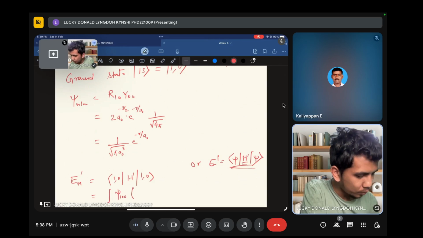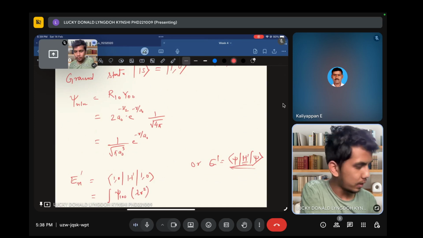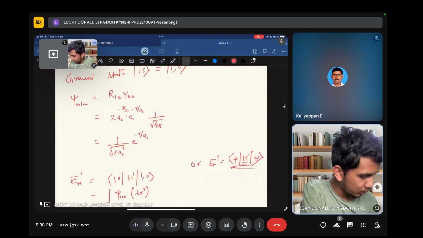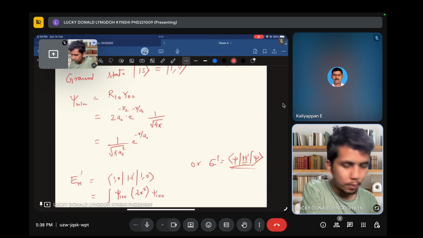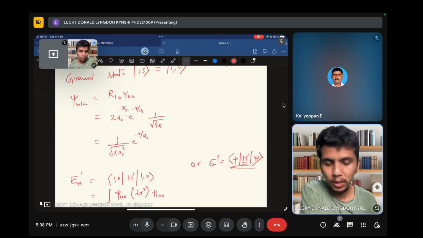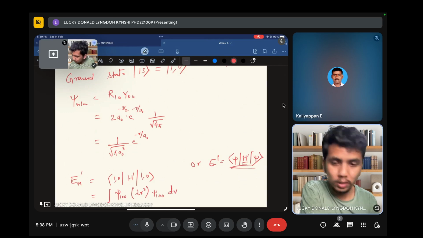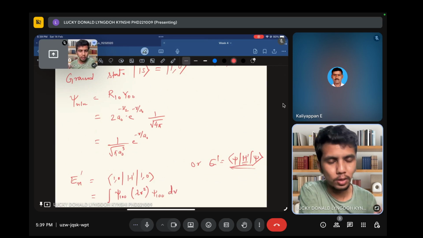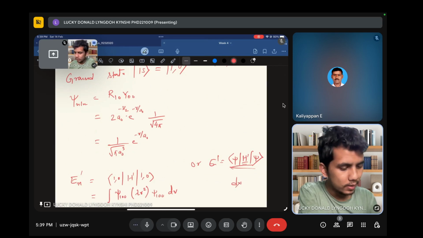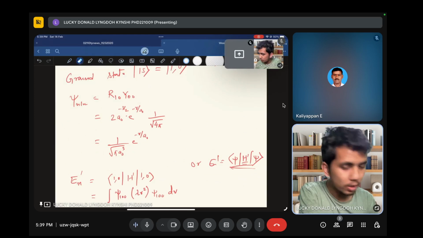And your perturbation is given to be lambda r squared, correct? And finally, you also have psi 100. But since this is a three-dimensional problem, you have to add dV, not dr or dx. So not dx, dy, dz, you have to add dV. Not simply one dimension. If it is one dimension, you write dx, or if it's two dimensions, you have dx, dy. But since in this case we are talking about a three-dimensional problem, the hydrogen atom, you have to add dV.